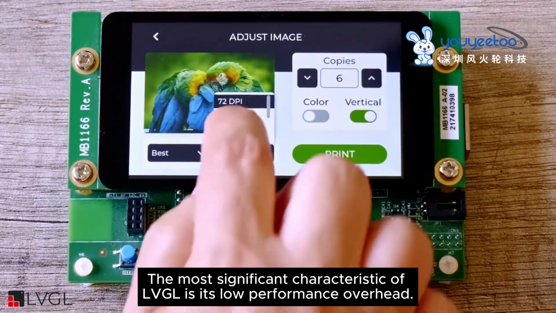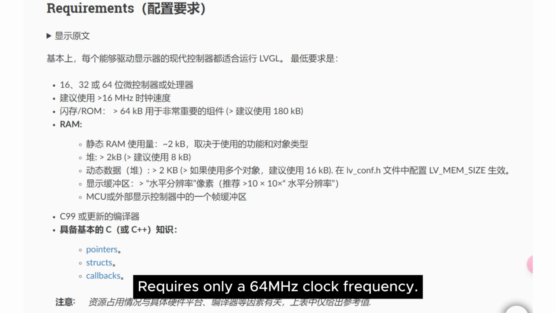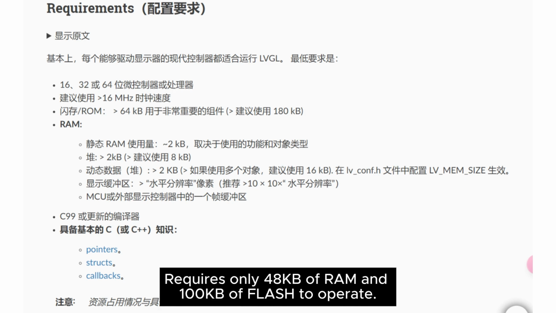The most significant characteristic of LVGL is its low performance overhead. It requires only a 64 MHz clock frequency. It requires only 48 kilobytes of RAM and 100 kilobytes of flash to operate.